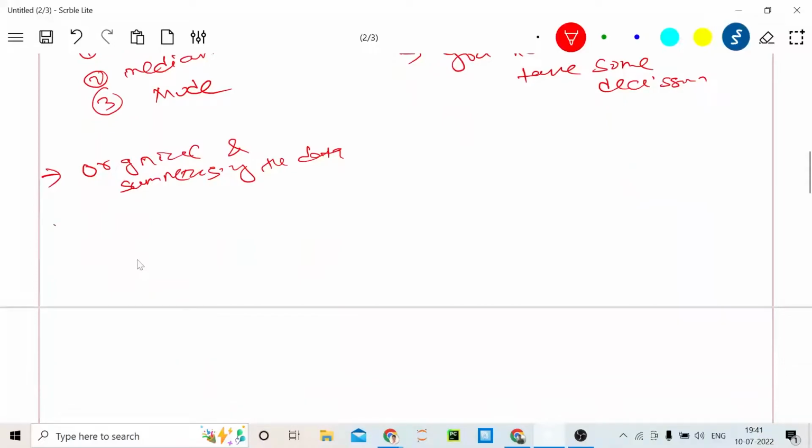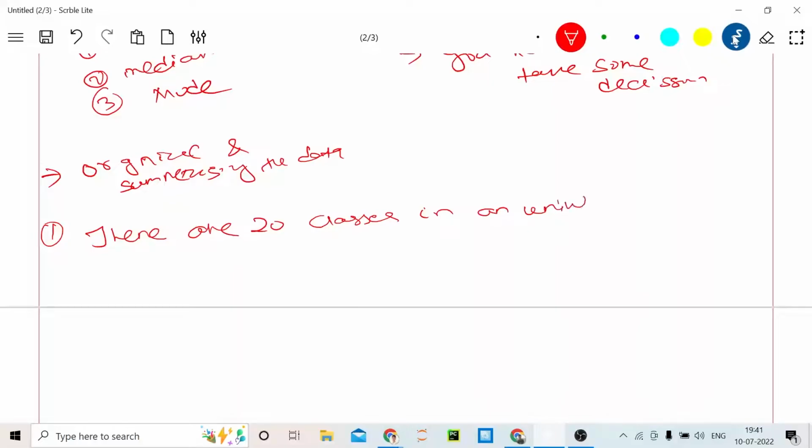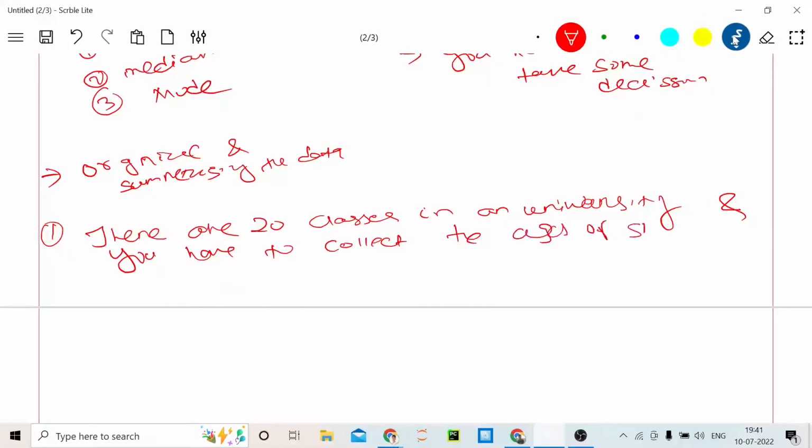Okay, tell me. I will give you one example. There is a problem statement. Let me write. There are 20 classes in a university, and you have to collect the ages of students in one class. The problem statement is very simple: there are 20 classes in a university and you have to collect the ages of the students in one class.